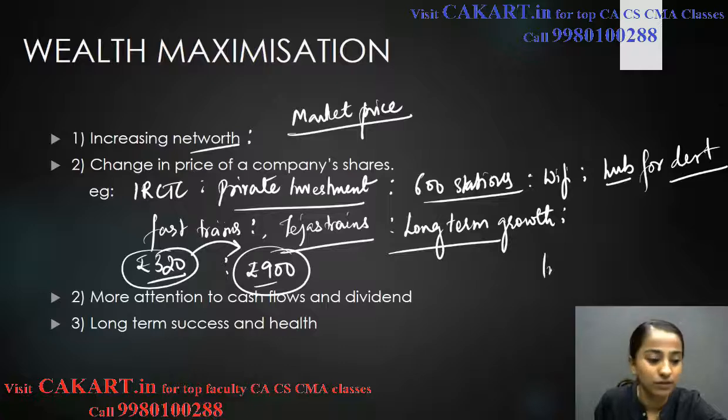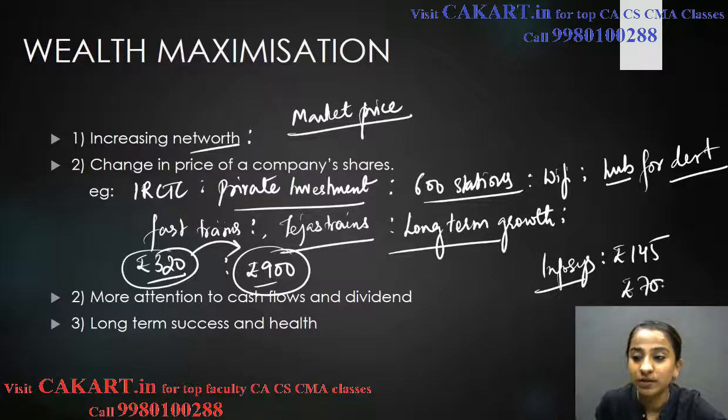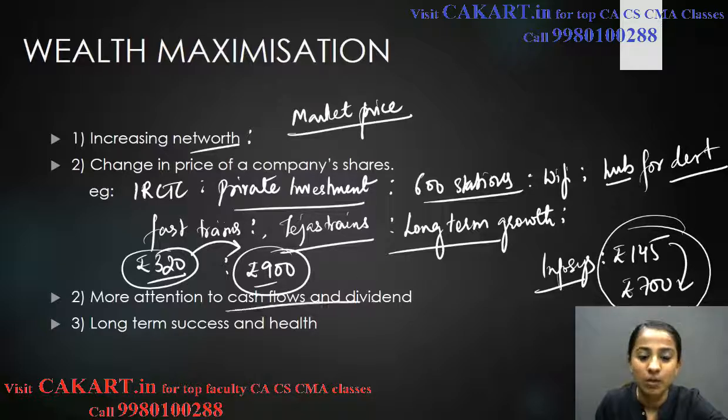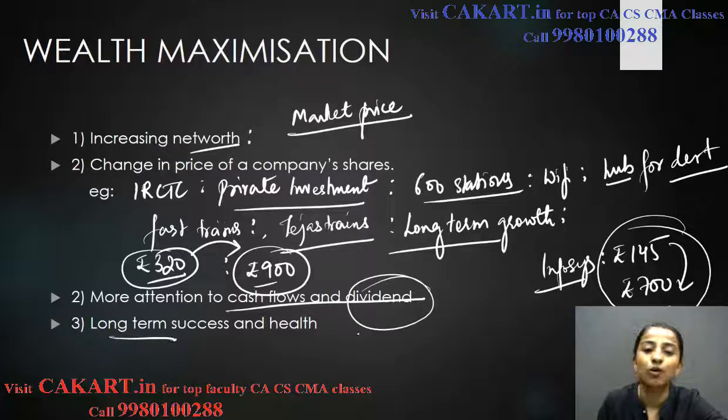In the case of Infosys, at first when it brought out its shares, it was rupees 145. Now it is close to rupees 700. All of us know at what pace Infosys has made growth from its inception, right? So if it focused only on profit maximization, it would nowhere be in this scale of growth. Because it focused on wealth maximization, Infosys has been able to increase its shareholders' wealth. More attention is given to cash flows and dividends. It is basically for long-term success and health and growth of the company.